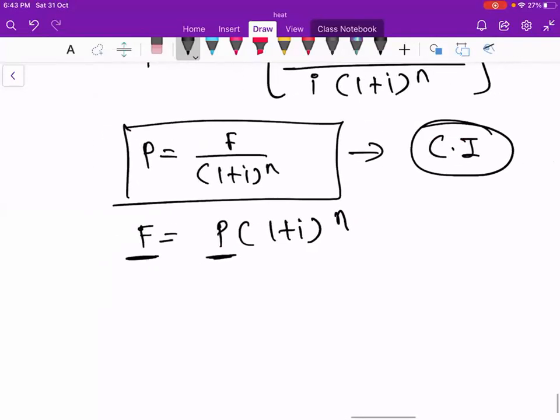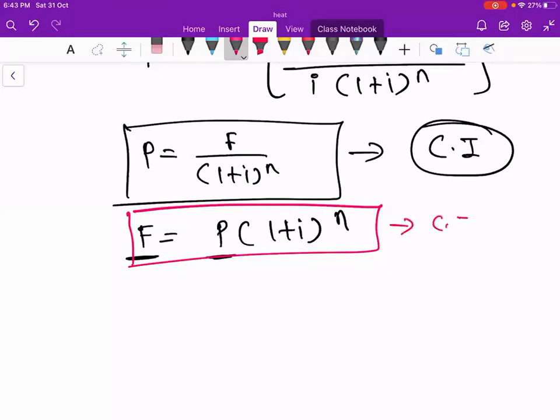In this formula, F equals P (1 plus I) to the power n, does anybody have a problem? Tell me first. Roll number 21183382, do you have a problem? This is the compound interest formula. We have derived it yesterday and today also. P here is present worth.